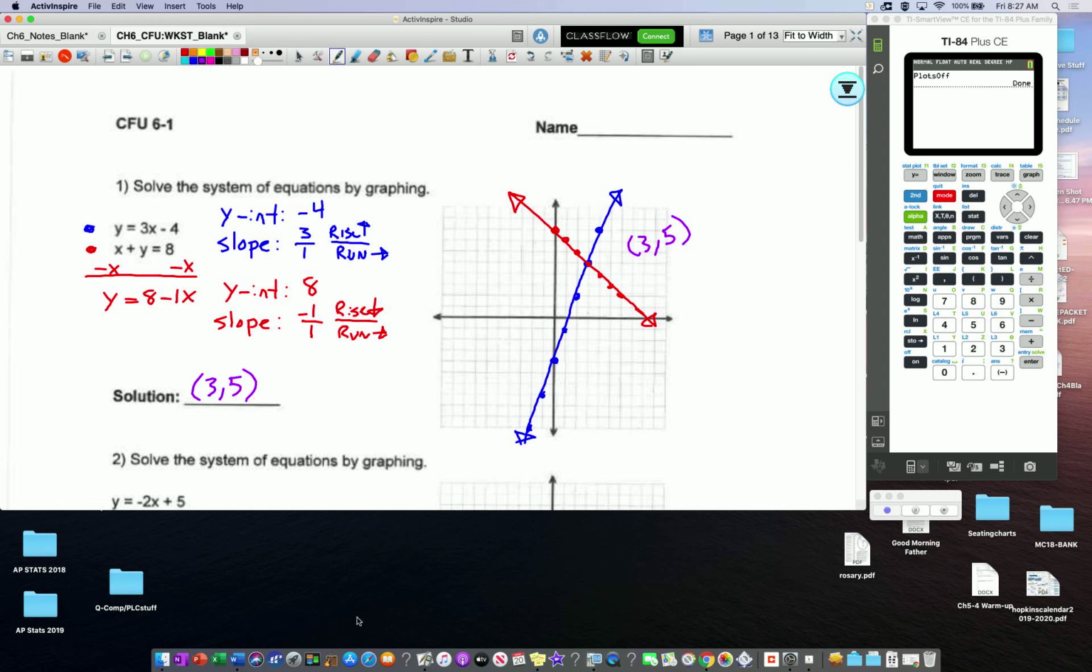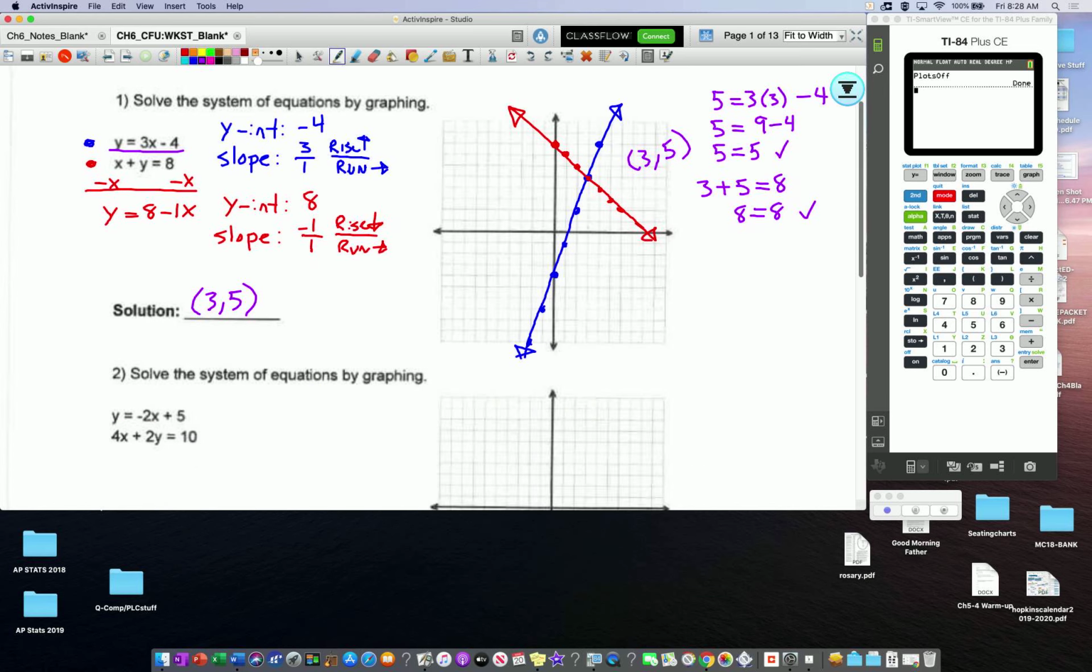Now, again, I do want to check. I'm going to check in the first equation right over here. As I check, y was 5. Does 5 equal 3 times 3 minus 4? 3 times 3 is 9, and 9 minus 4 does equal 5. Beautiful. Check the other one, which is the easier one. Does 3 plus 5 equal 8? Absolutely, 8 does equal 8. Check. That means my answer is correct. Just like that, I've taken care of the first solution.